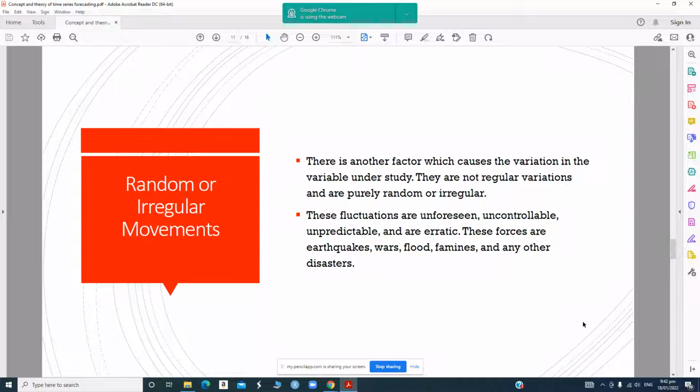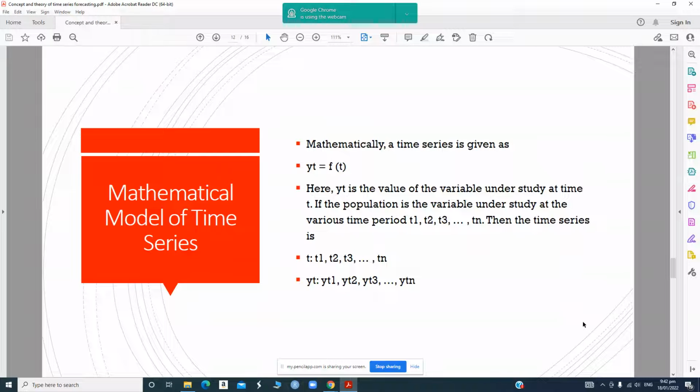Random or irregular movement, on the other hand, these are purely random or irregular time series. The fluctuations are unforeseen, they are uncontrollable, sometimes unpredictable and erratic. Examples are earthquakes, wars, flood, famine, any other disaster.